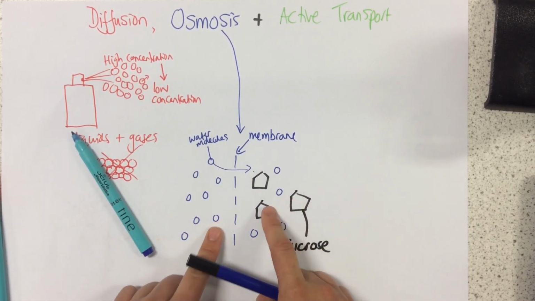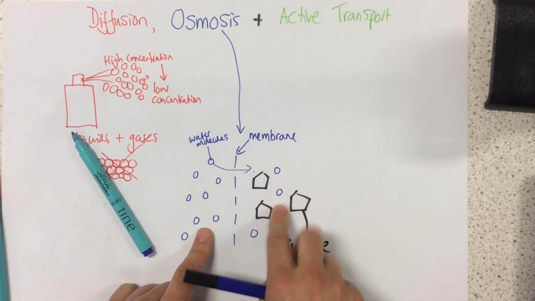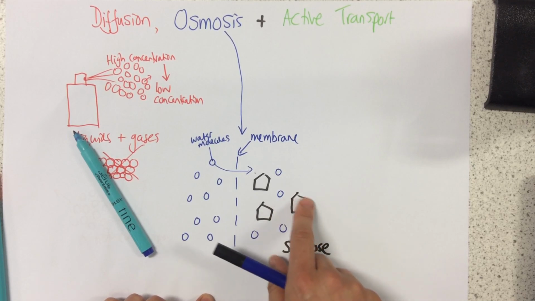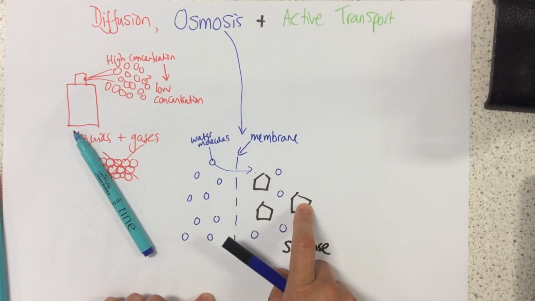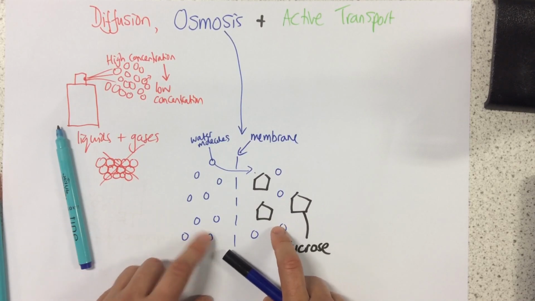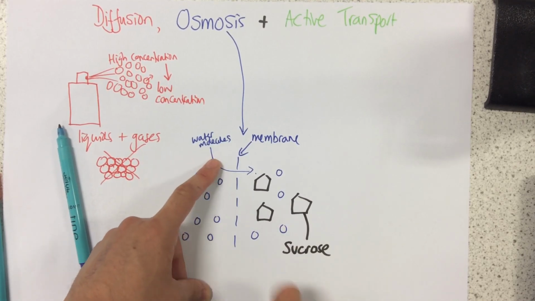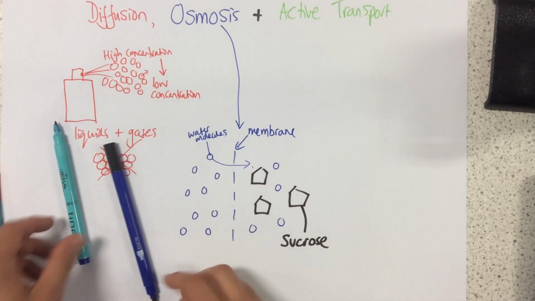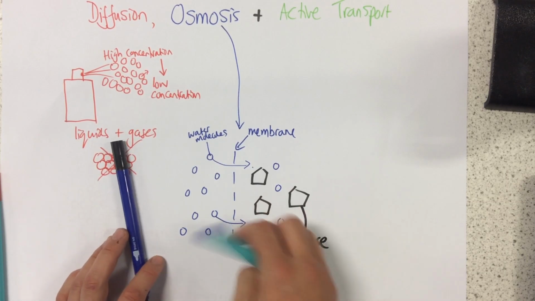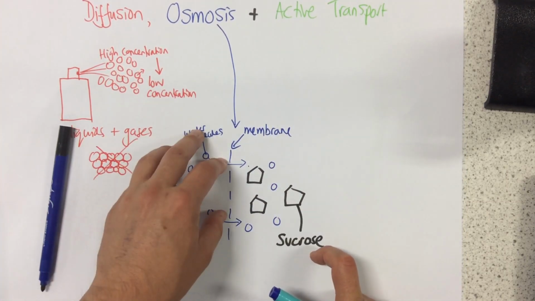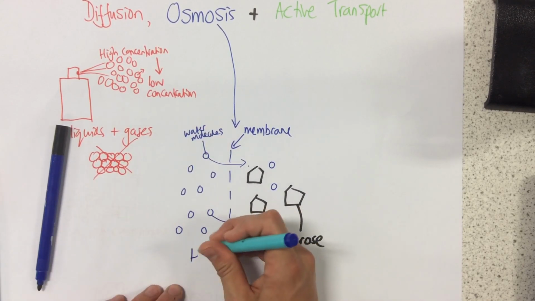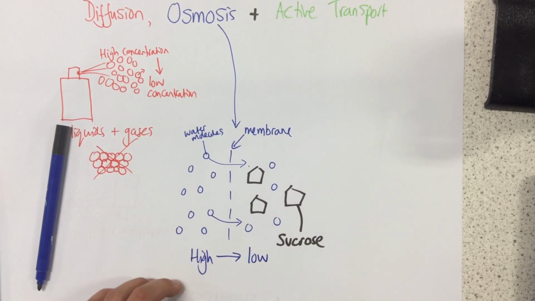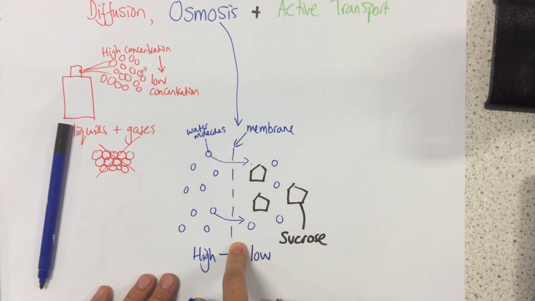Now, this sucrose could be dissolved within this solution. So this is like a sugary solution. Now, because the sucrose is dissolved within the solution, we can see we've actually got a higher concentration of water molecules on this side than this side. As a result, there's going to be a net movement. That means an overall movement of water molecules from this area of high concentration of water molecules to this area of low concentration.